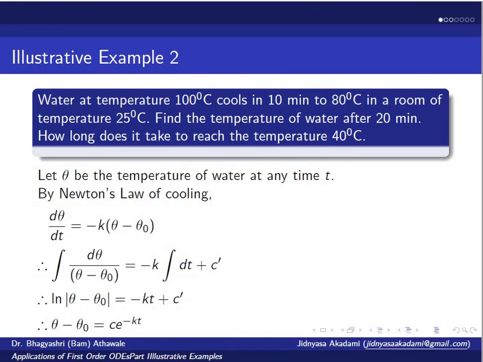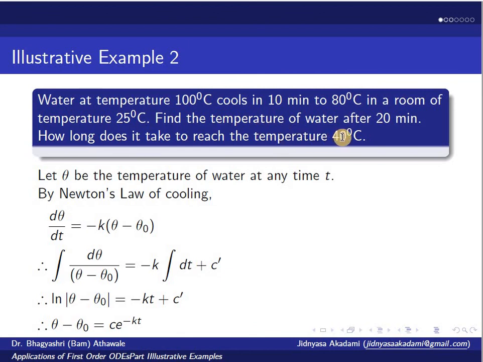In the second problem, hot water is kept in a room of temperature 25 degrees Celsius. And at the initial stage, that means when t equal to 0, the temperature of water is 100 degrees Celsius, and within 10 minutes it reduces to 80 degrees Celsius. This is given to us. We want to find the temperature of water when t is equal to 20, and we want to find t when the temperature is 40 degrees Celsius.